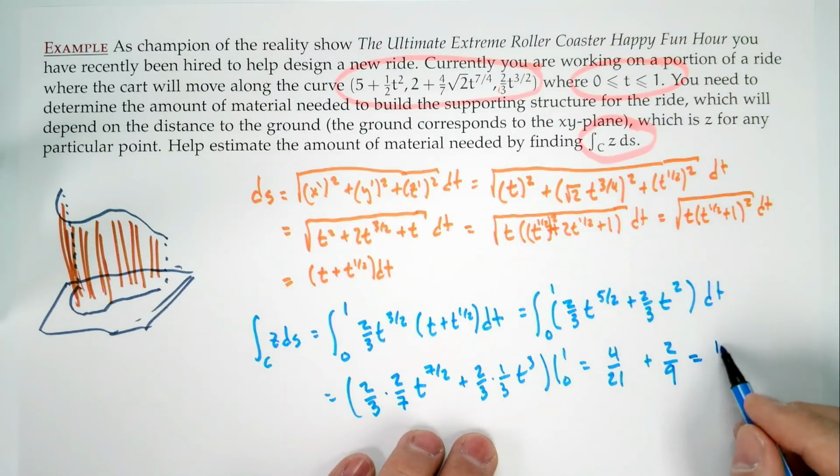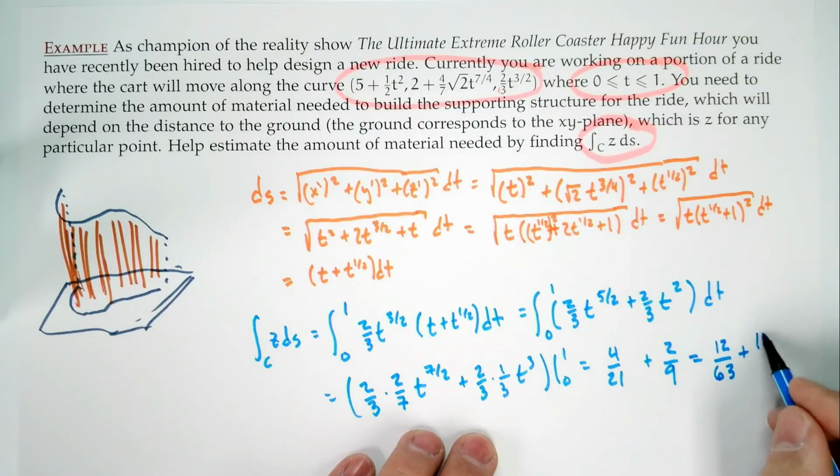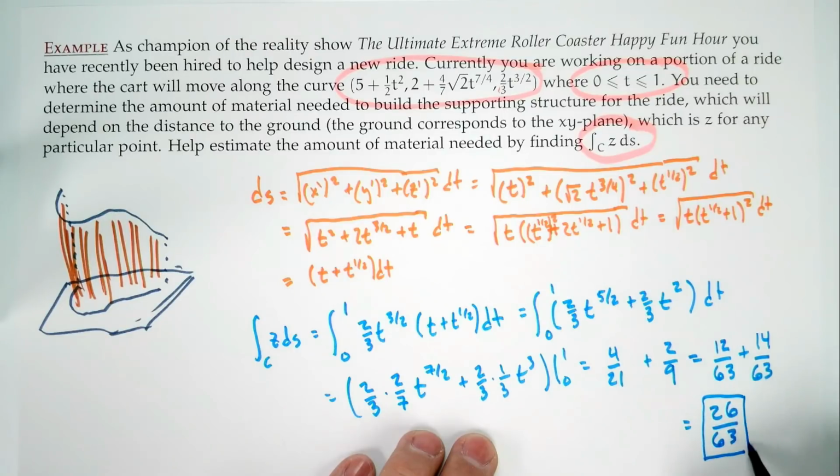So this we can write as 12/63 plus 14, because I multiply by 7 here, over 63. 12 plus 14 gives us 26/63. And we're done. So, now you might say, what does that number mean?